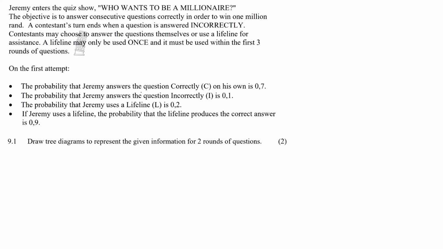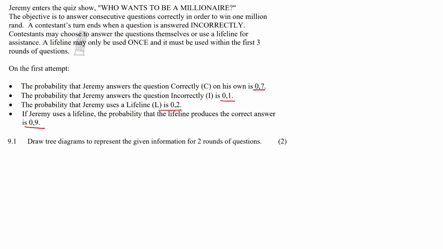On the first attempt, the probability that Jeremy answers the question correctly on his own is 0.7. The probability that Jeremy answers the question incorrectly is 0.1. And the probability that Jeremy uses a lifeline is 0.2. If he does use a lifeline, the probability that the lifeline produces the correct answer is 0.9.